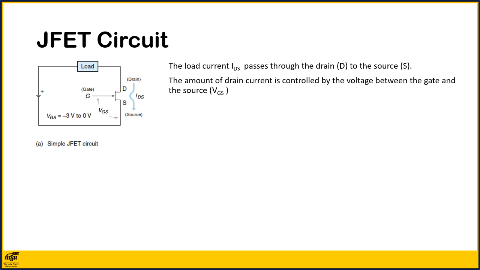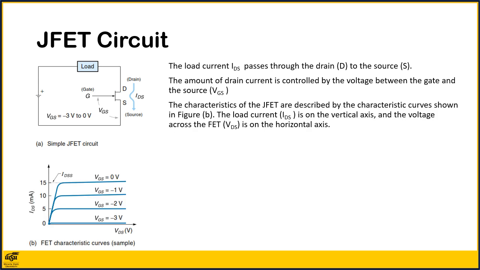The amount of drain current is controlled by the voltage between the gate and the source, VGS, as contrasted by the BJT, where the collector current is controlled by the base current. The characteristics of the JFET are described in the characteristic curves shown in Figure B. Notice that the load current IDS is on the vertical axis and the voltage across the FET, VDS, is on the horizontal axis. Each curve represents what happens for a different gate voltage.